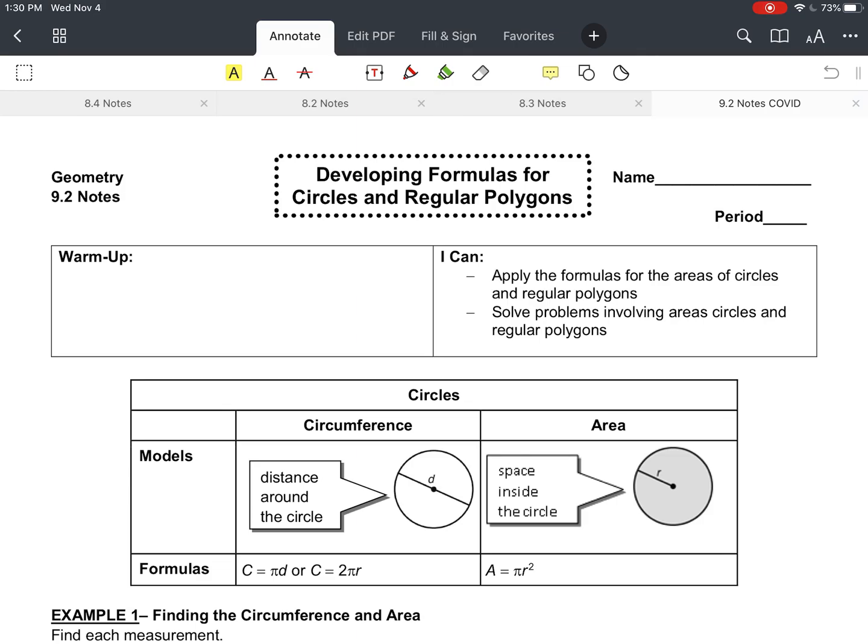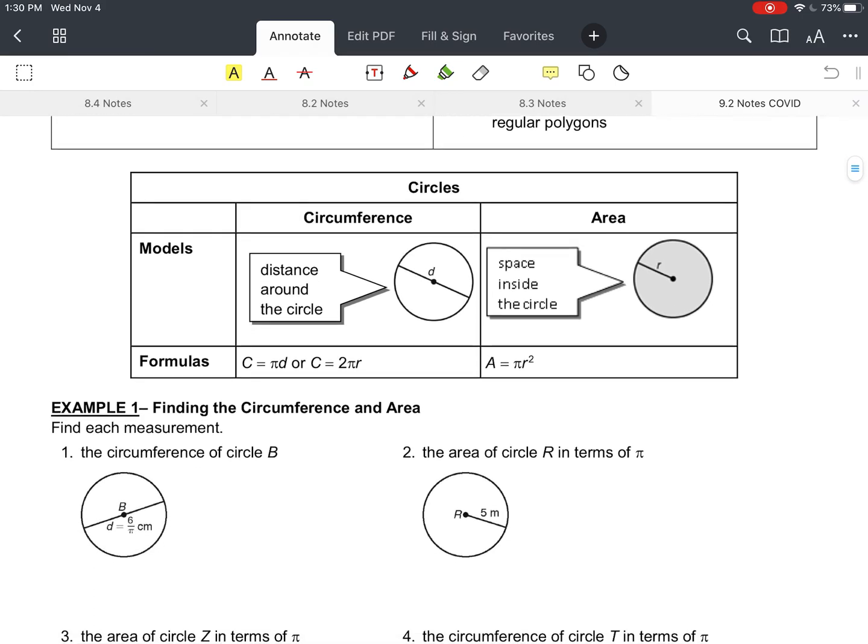We're going to be talking about area and circumference formulas for circles and also regular polygons. So more area, adding on to what you learned in 9.1. First, let's talk about circles and the two different things I could ask you to find.